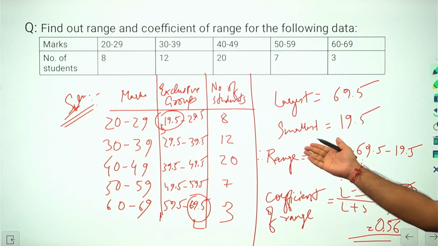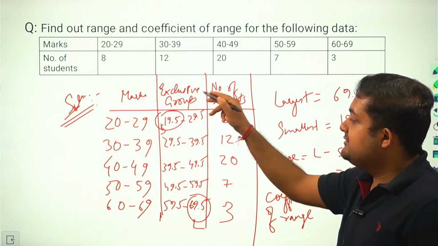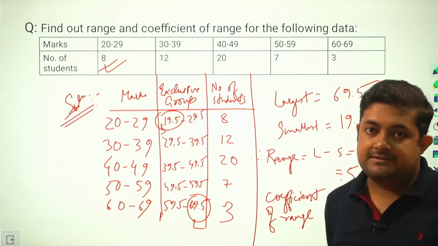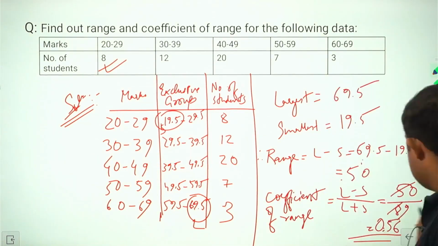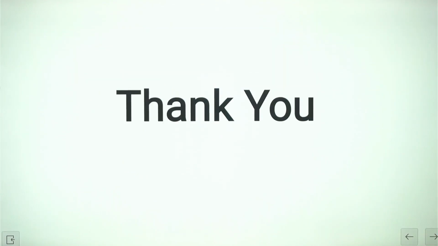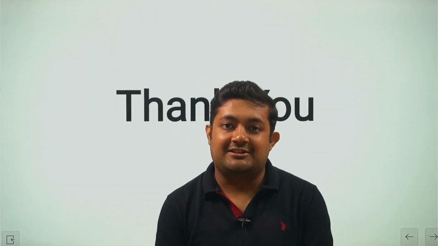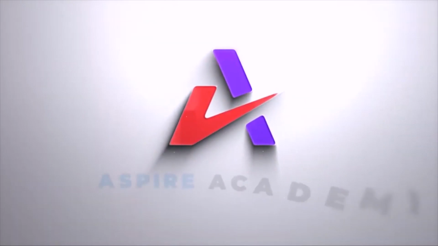So basically what we did, we just converted this group into an exclusive group and then found the range. We have nothing to do with the number of students, this is just frequency. Okay, so this is all about range. In the next lecture we will start with quartile deviation. Thank you.